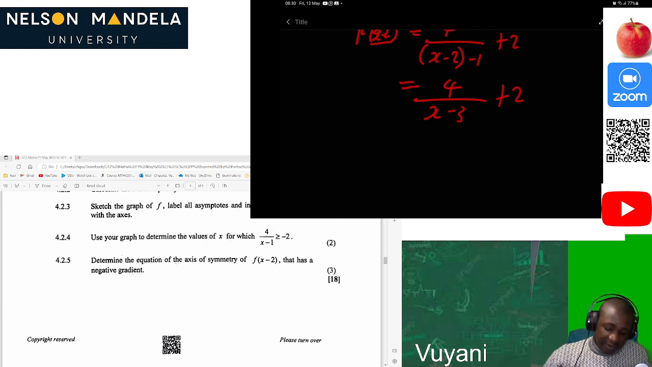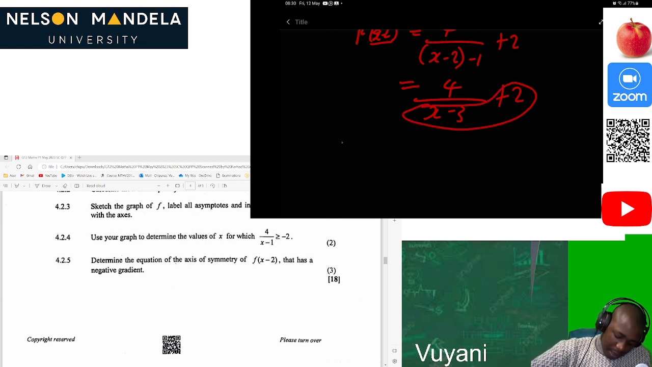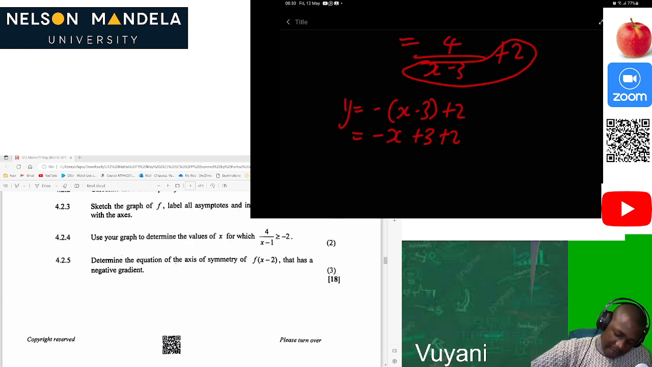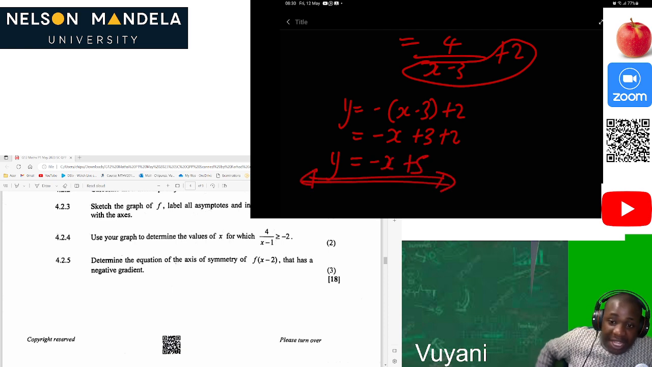So for the negative gradient, definitely this will be our axis of symmetry. So y is equal to negative of x minus 3 plus 2. This is negative x plus 3 plus 2. Then we have y equal to negative x plus 5. Then after that, we are happy.